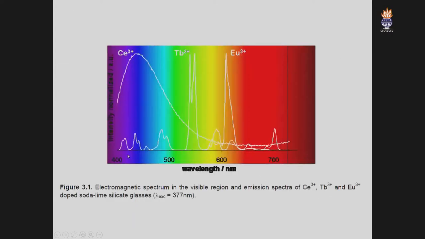Just have shown. And here you can see an electromagnetic spectrum in the visible region. And there are three rare earth oxides showing different emission wavelengths. You can see cerium is between 400 and 500 nanometer, and terbium is between 500 and 600 nanometer, and europium is between 600 and 700 nanometers. So this is a standard emission spectrum.